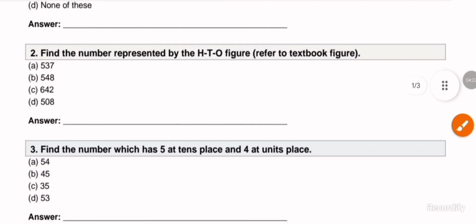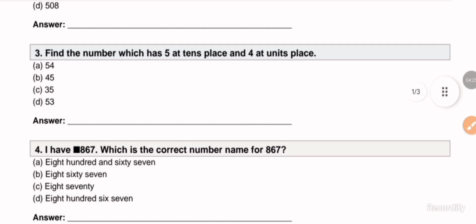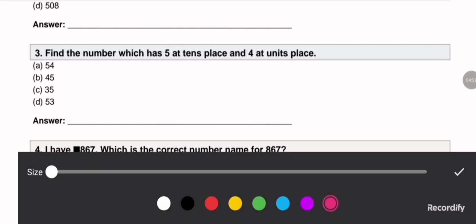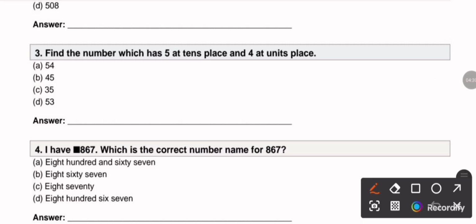Go through to next. Next question: find the number which has 5 at 10's place and 4 at units place. Let's start to solve this question. In the question it's already mentioned that 4 is present at 1's place and 5 is present at 10's place. So the number is 54. So the correct option is A.